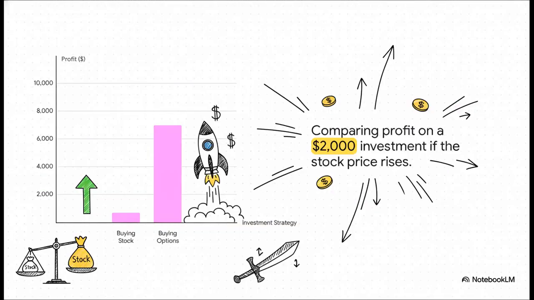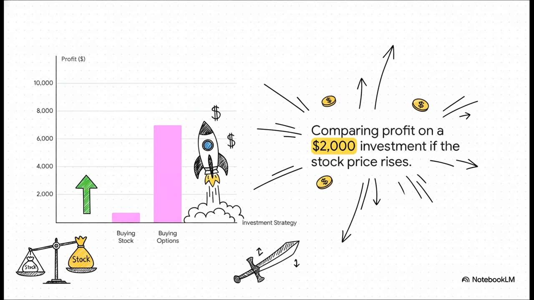Now, let's look at the speculator's favorite tool, leverage. In this example, you could take $2,000 and buy a stock directly. If the price goes up, maybe you make a $700 profit. Not bad at all. But what if you use that same $2,000 to buy options instead? That same price movement in the stock could earn you a $7,000 profit. That's a 10-fold return. It's an incredible power.